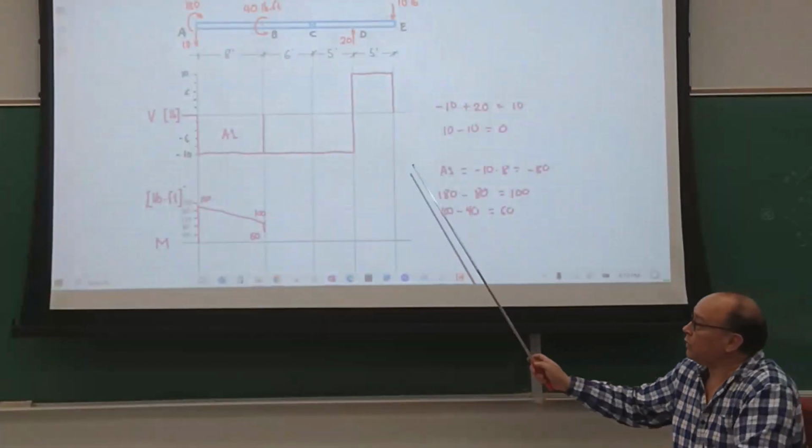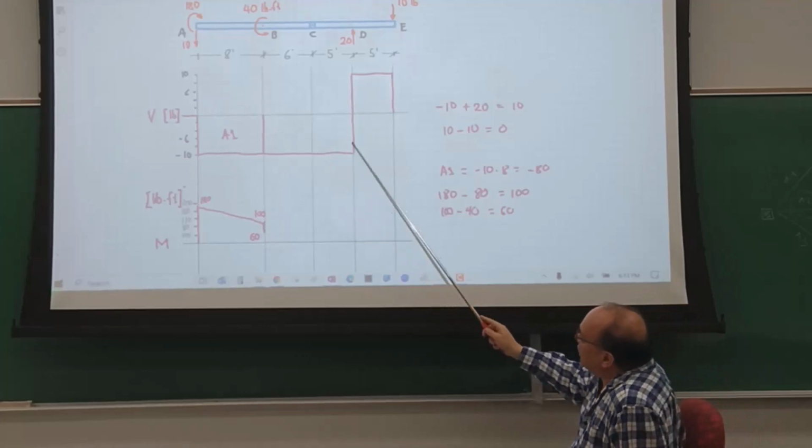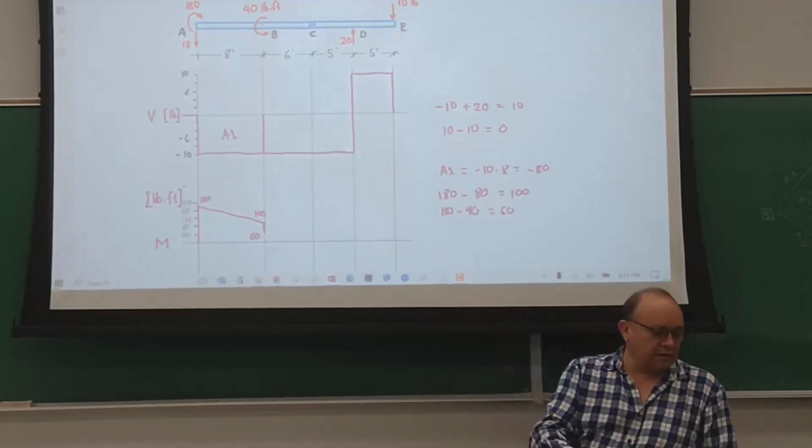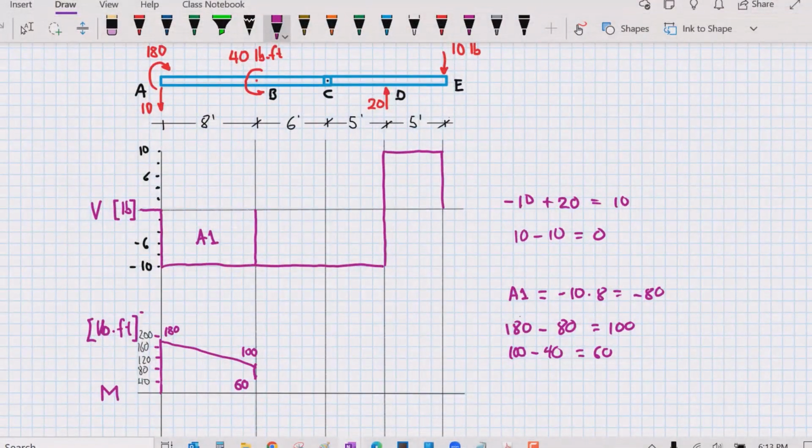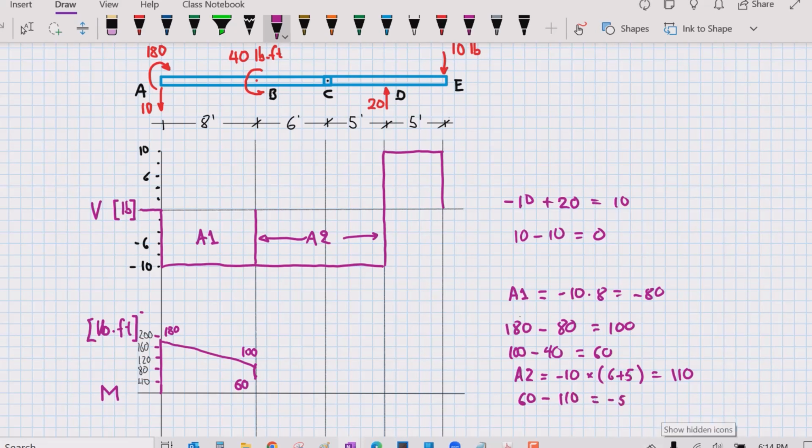And now what do you do? Keep going down, right? This is a negative area here. I'm going to call this area 2, all this area. Area 2 is all the way from here to here. So area 2 is equal to minus 10 times 6 plus 5. So this is 110. So I am at 60 minus 110 equals minus 50. So you have to go down all the way to minus 50.